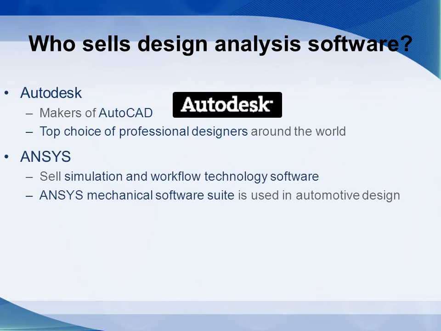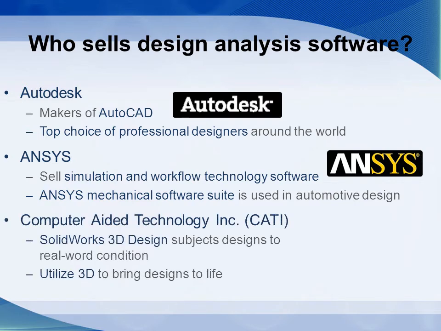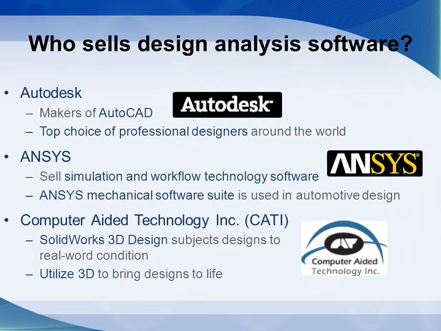ANSYS is another company in the automotive design market. They were founded in 1970 and are located just south of Pittsburgh, Pennsylvania. Although they sell both simulation and workflow technology software, their ANSYS Mechanical Suite is software that is used in automotive design. Computer-Aided Technology, Inc., or CATI, is the third company that sells this type of software.